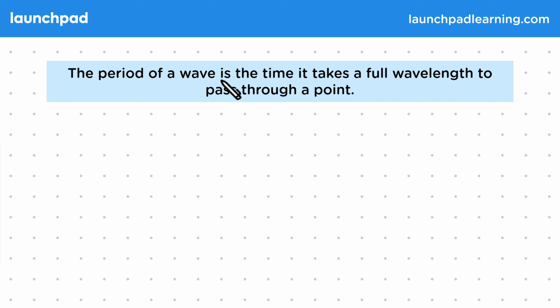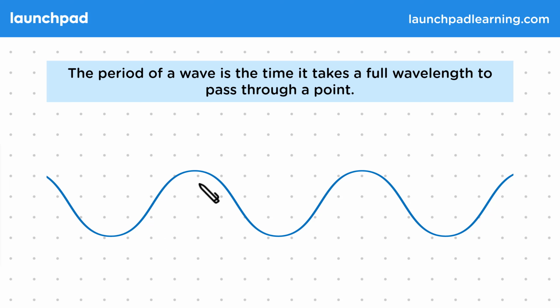The period of a wave is the time it takes a full wavelength to pass through a point. Now, waves are a way of transferring energy without also transporting matter. In a transverse wave like this one, the matter will instead move up and down to follow this pattern as it moves along to the right.